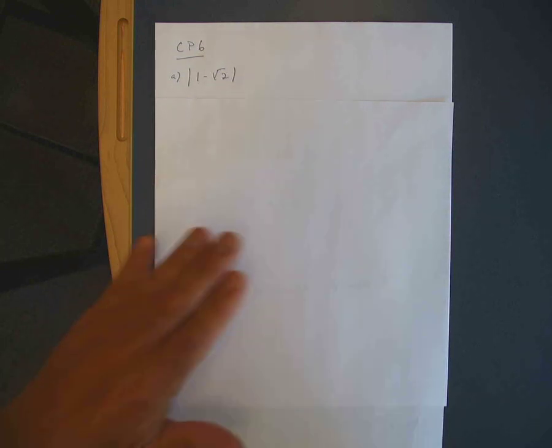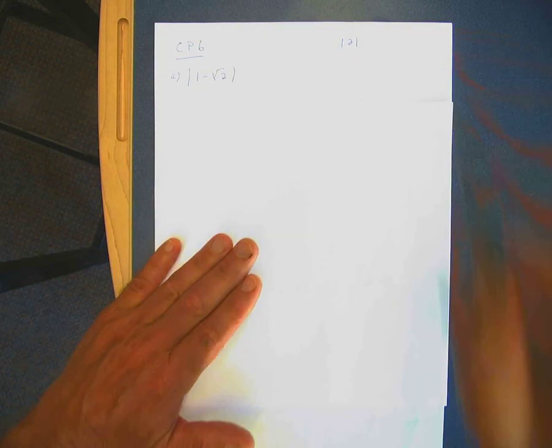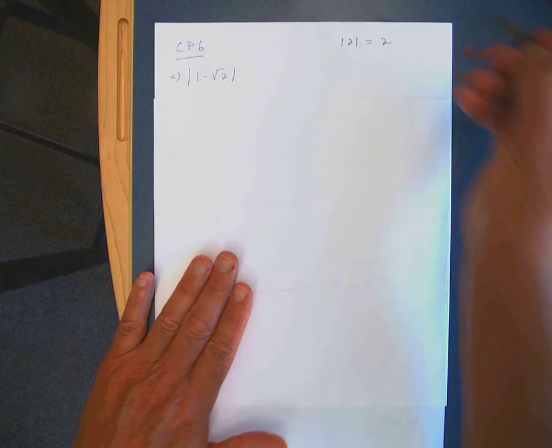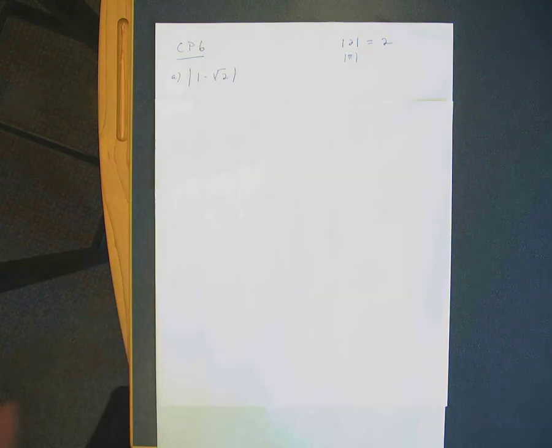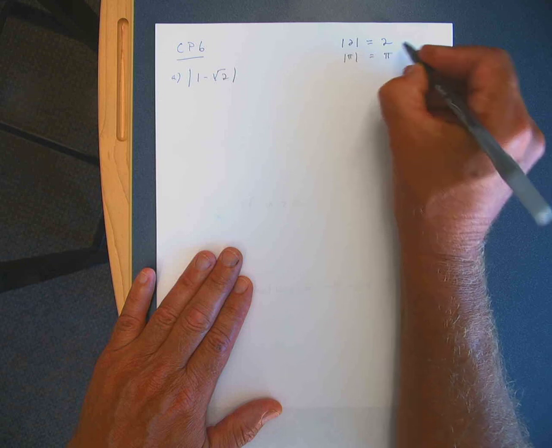One is if you're taking the absolute value of a positive number, for example, the absolute value of 2. In that case, we can simply take the absolute value bars off and get the number 2. The absolute value of pi is a positive number. We can remove the absolute value, so it's just going to be pi.